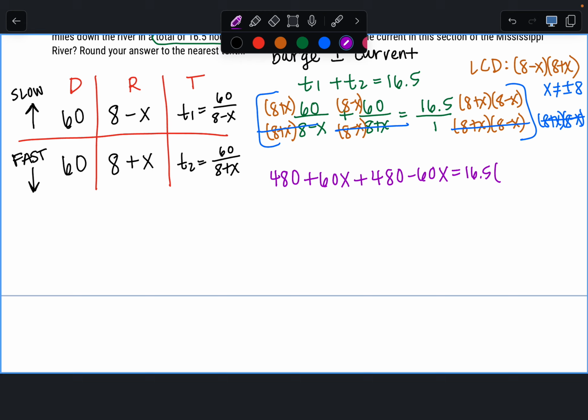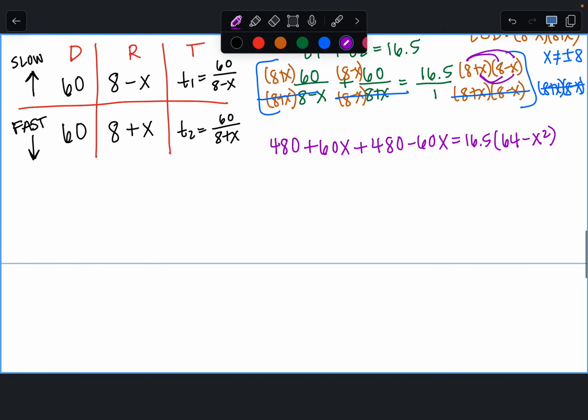So this is actually going to simplify into 64 minus x squared. When I go in and I double distribute, this is going to turn into 64 minus x squared because it is a difference of squares, meaning that middle term is going to end up canceling out. And then we start combining and simplifying things. So let's see. 60x minus 60x, those cancel each other out.